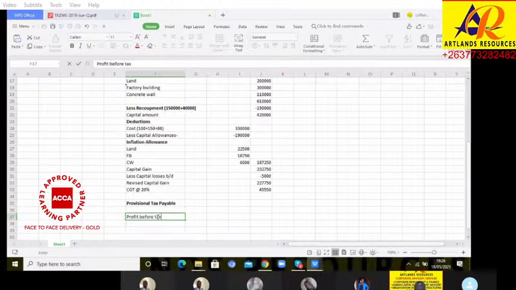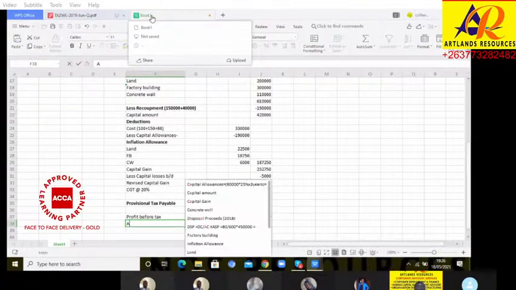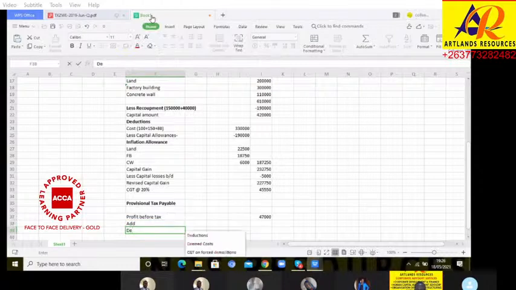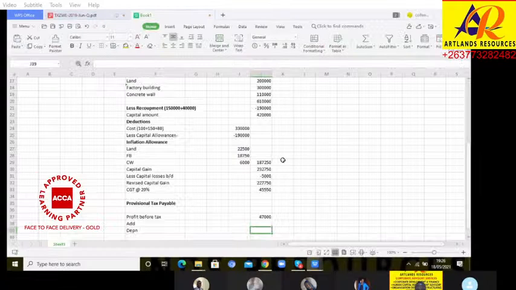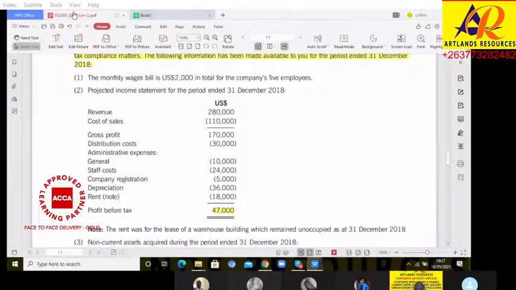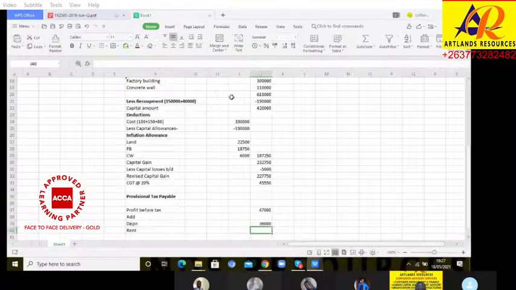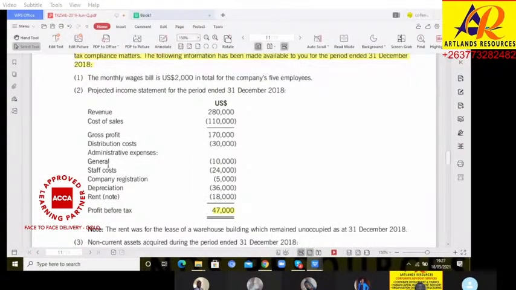Profit before tax is 47,000. Then add back depreciation. Depreciation is how much? Depreciation is 36,000. Rent for an empty shop, 18,000. What else? Company stationery, general.